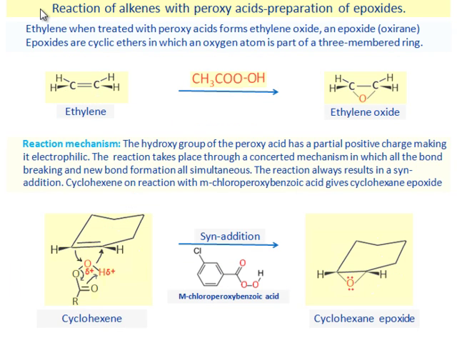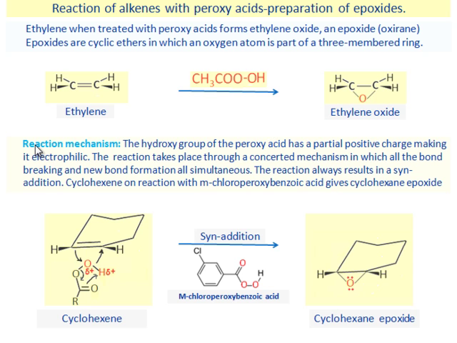Reaction of alkenes with peroxy acids. Preparation of epoxides. Ethylene, when treated with peroxy acids, forms ethylene oxide, an epoxide. Epoxides are cyclic ethers in which an oxygen atom is part of a 3-membered ring.